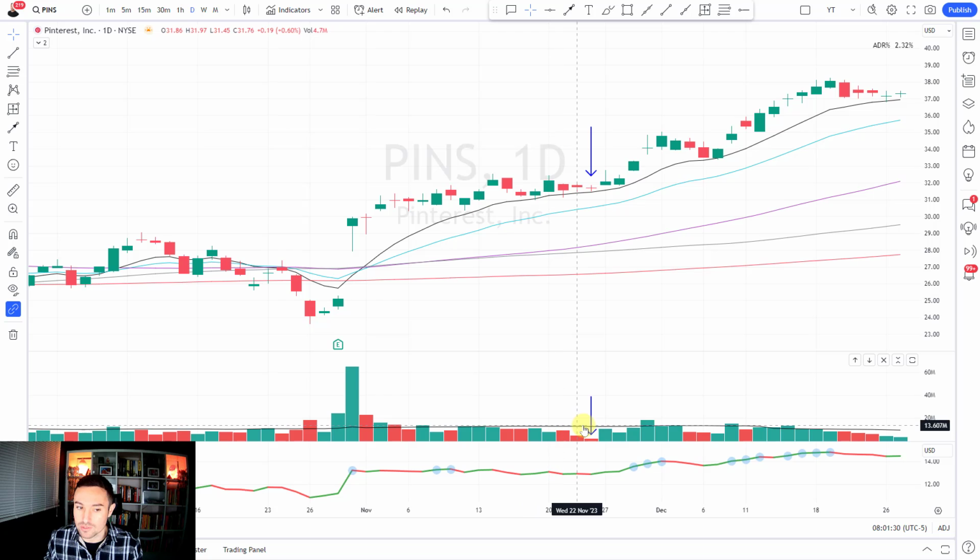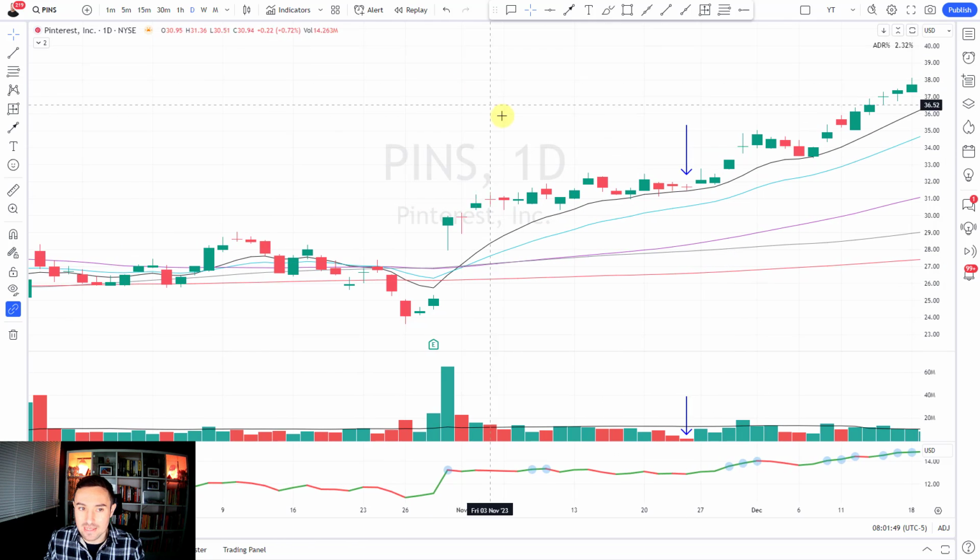Now the black line across the volume is the 30-day average. I just keep it at 30-day average. In terms of my moving averages, the black line is the 10-day EMA, the blue line is the 21-day EMA, the purple line is the 50 SMA, the grey line is the 100 SMA, and the red line is the 200 SMA. That's going to be consistent across this video. So this is it here, okay? This is a trigger bar.